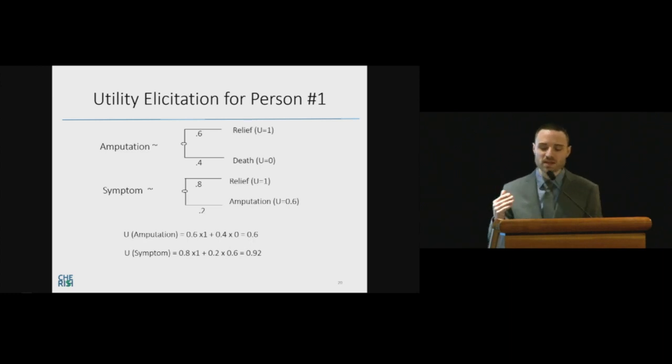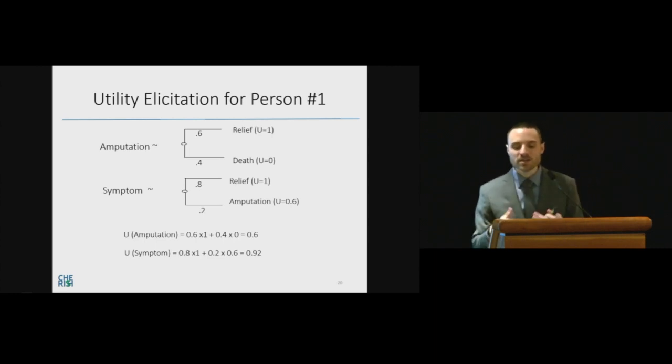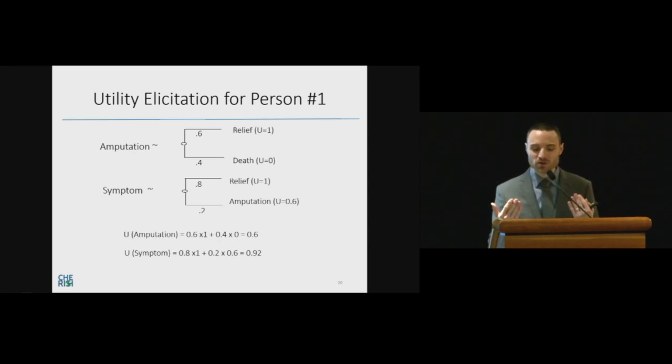And so let's say that if we get relief, they're going to associate that with a health utility value of 1, so perfect health, okay? Death, of course, has a utility value of 0. And amputation, well, that's obviously kind of in between the two. So let's say we associate a utility of 0.6 with that.